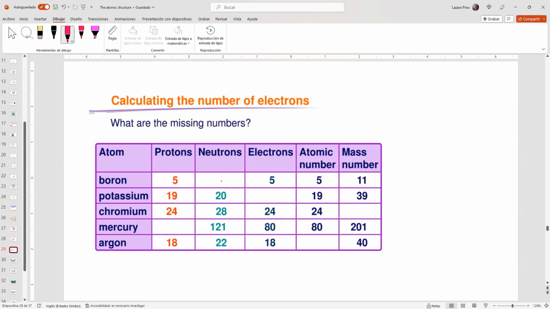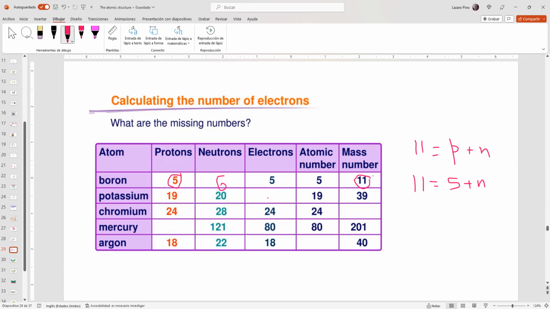Well, here you have an exercise. I want you to fill in the blanks. Well, boron has 5 protons, and the atomic mass, or mass number, is 11. So 11 is equal to protons plus neutrons. If I have the number of protons, that is 5, we can find out the number of neutrons. Of course, it is 6, because 5 plus 6 is 11.